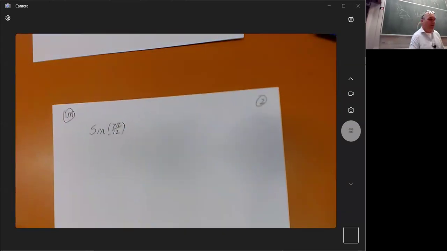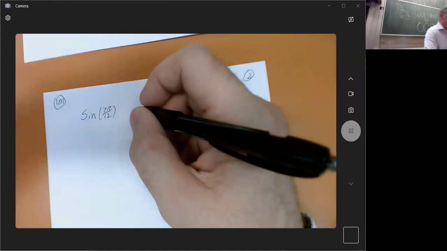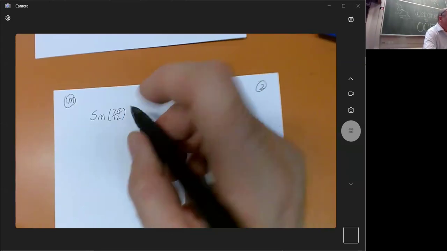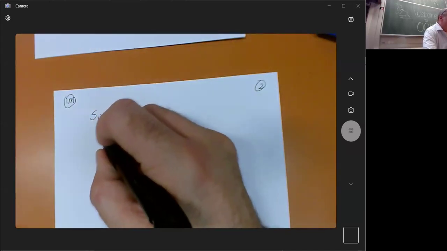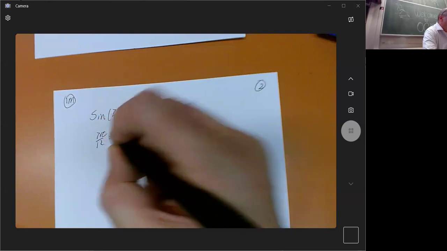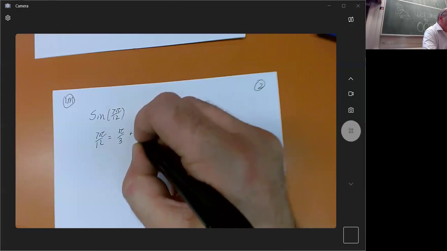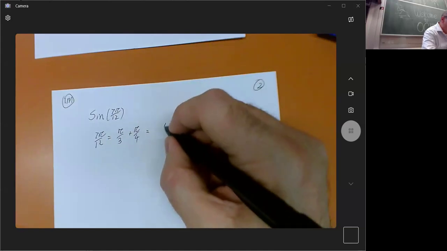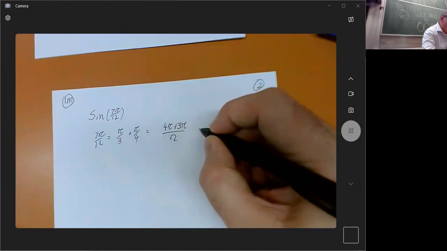What am I going to do? All right. If I think about this really carefully, because it's a 12, I'm going to add some on 3 and some on 4. That would get me a 12. So 7 pi on 12, I reckon that's equal to pi on 3 plus pi on 4. So this is going to be 4 pi plus 3 pi on 12. Slick, that's a big tick.